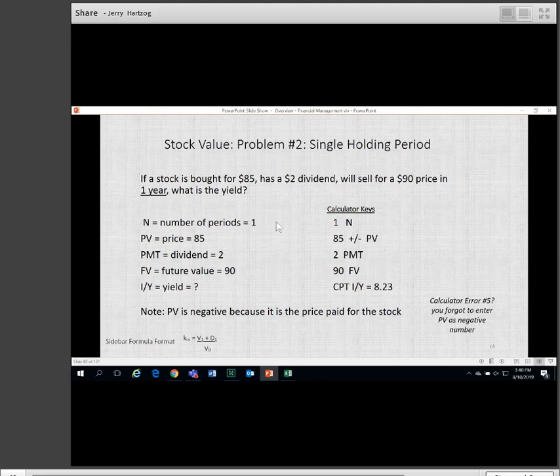But we still have number of periods, it's 1. The price, we bought it for $85, so it's 85. Remember, anytime we're entering a present value for a bond, it should be a negative. So 85, hit the plus minus key in PV. 2 is payment. 90 is the future value. And then I'm going to compute IY, and I get 8.23%.